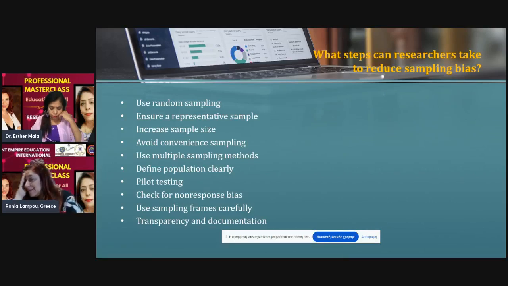Now, sampling bias happens when certain members of the population are more likely to be included in the sample than others, leading to results that are not representative. So how can we reduce this? We can select participants randomly from the entire population to give every individual an equal chance of being included. Use stratified sampling, as I mentioned before, or quota sampling to ensure that the sample reflects the key characteristics of the population: age, gender, ethnicity. Larger samples tend to reduce the impact of bias and increase representativeness.